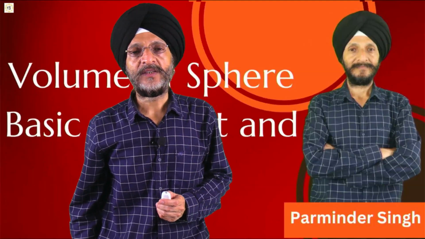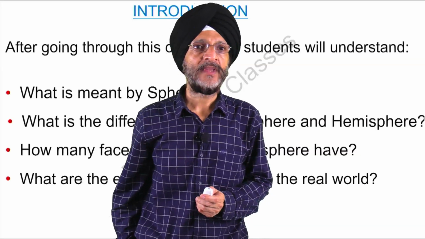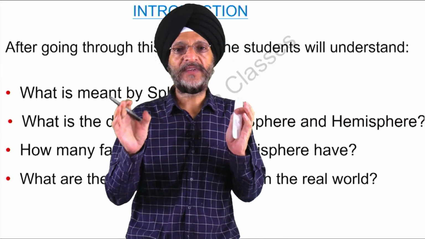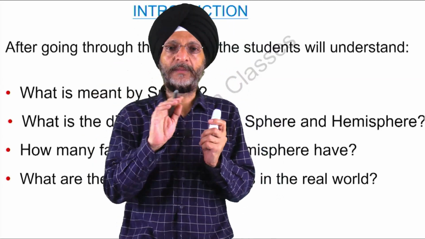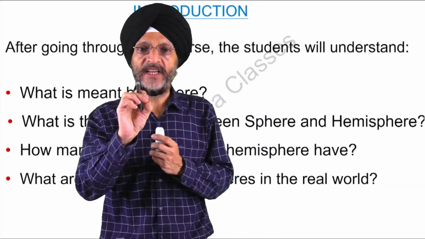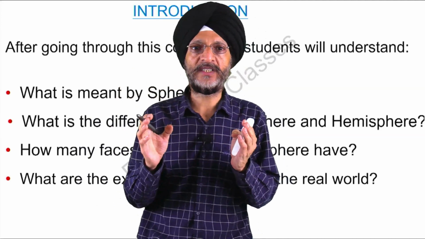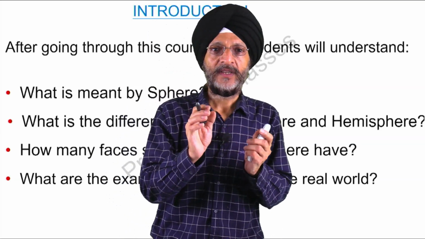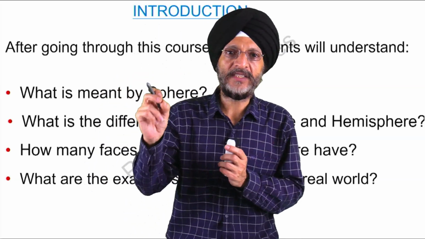Our today's topic is volume of sphere, basic concept and formula. After going through this course, the students will understand that sphere is a three-dimensional object which is round and symmetrical, and any point on the surface of the sphere is at equal distance from the center. The students will also understand that hemisphere is only one part of the sphere. If we divide the sphere into two equal parts, then each part will be known as hemisphere.